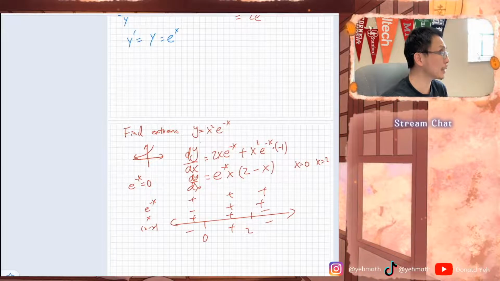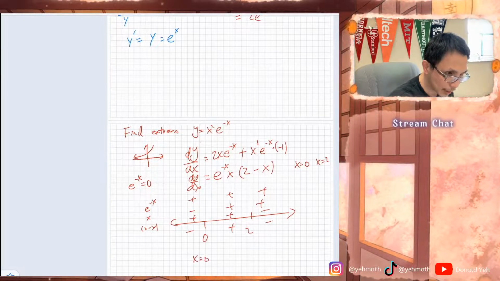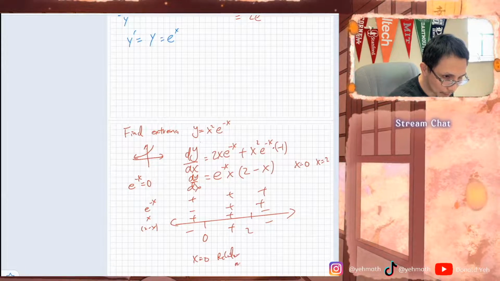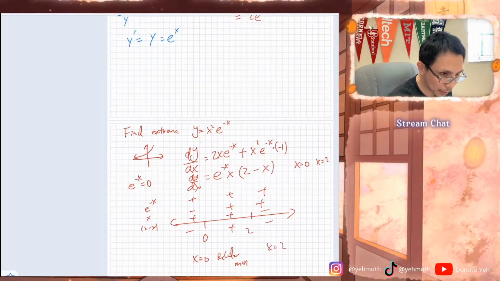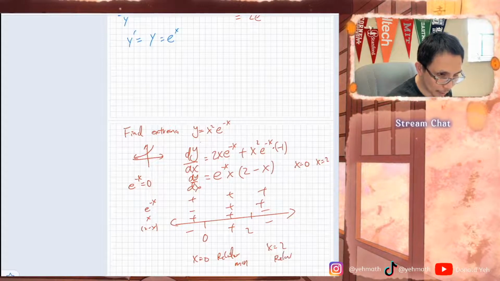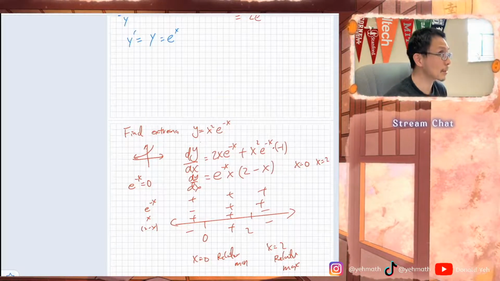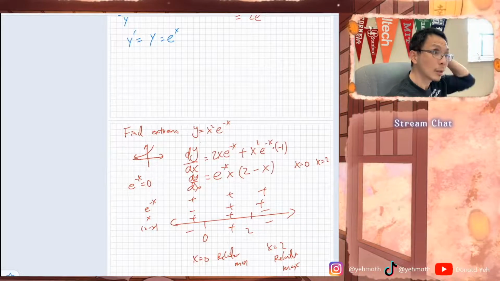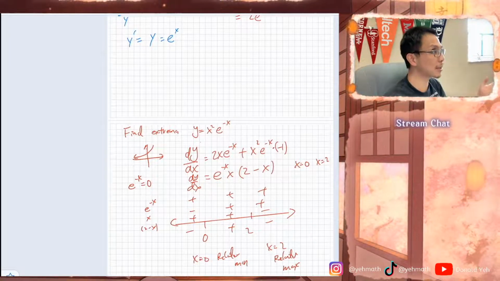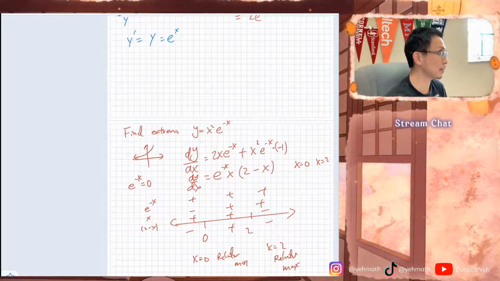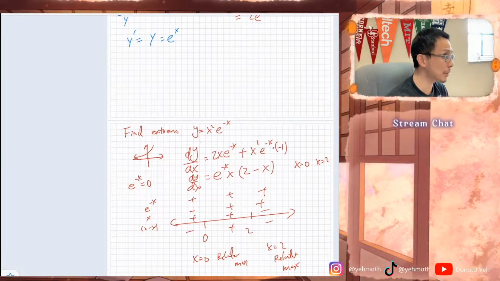So x equal to 0 is a relative min, and x equal to 2 is a relative max. Does that make sense? We know how to do this since the last time, just this time the format is a little bit different. So that's the application of a derivative.